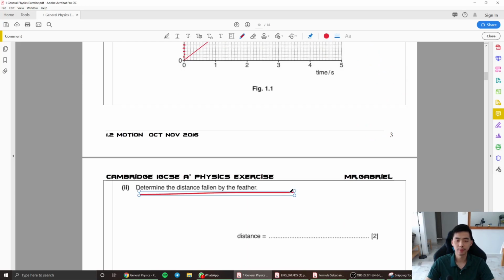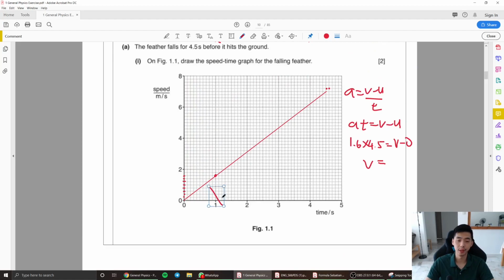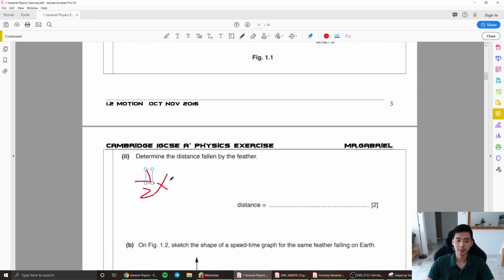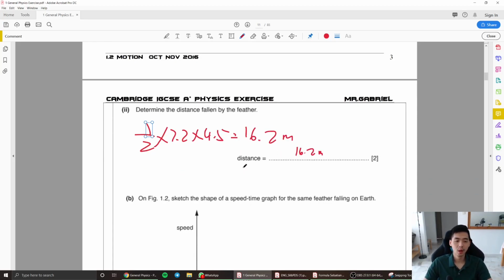Determine the distance fallen by the feather. The distance is obviously going to be the area under the graph here. In this case, it will be 7.2, here will be 4.5. Half times 7.2 times 4.5, press that into the calculator. You'll get a total distance of 16.2 meters here, 16.2 meters.